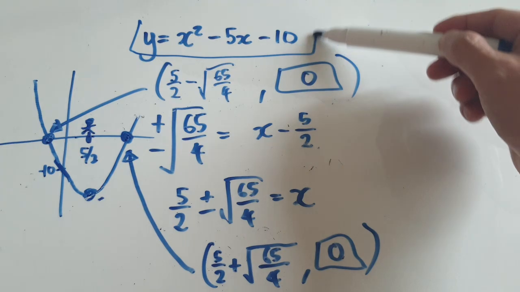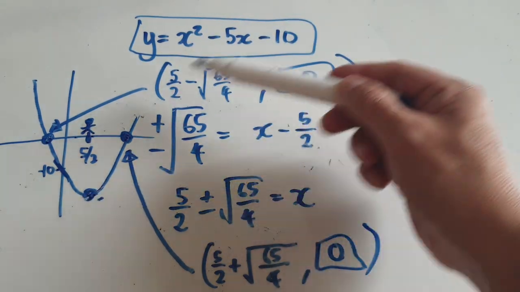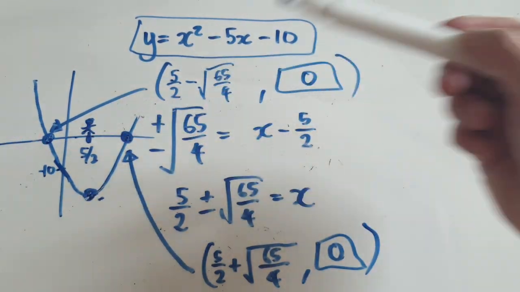So from this, we can always find the vertex, and we can always find the two roots by completing the square. Okay?